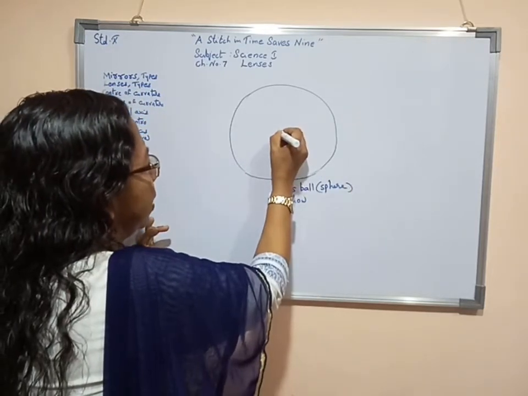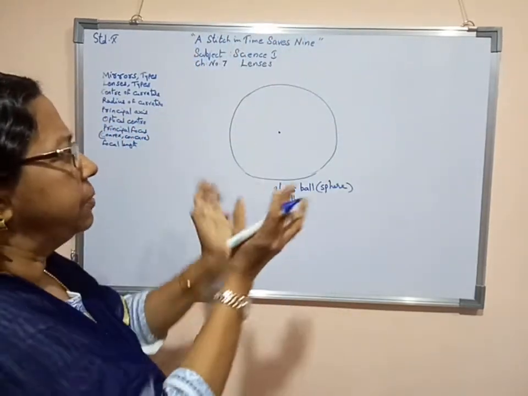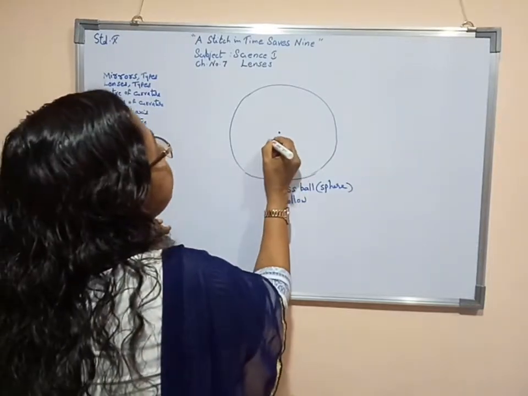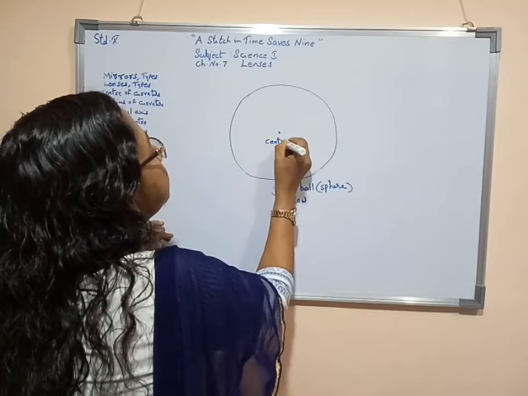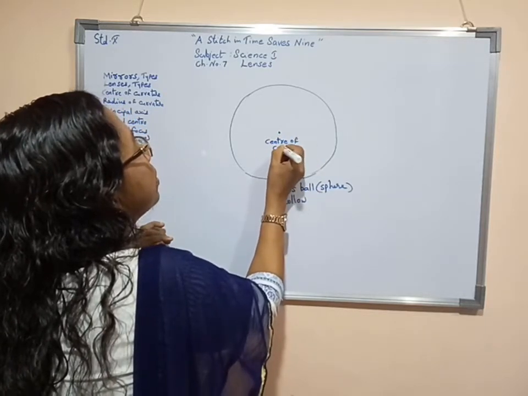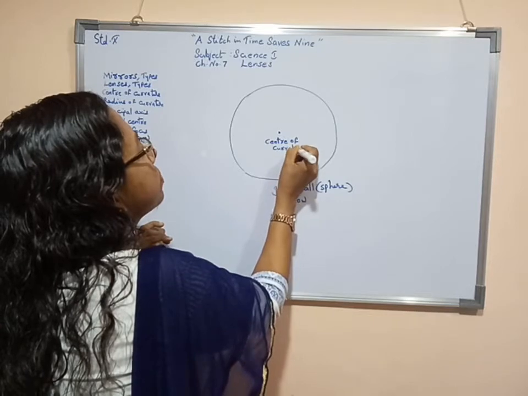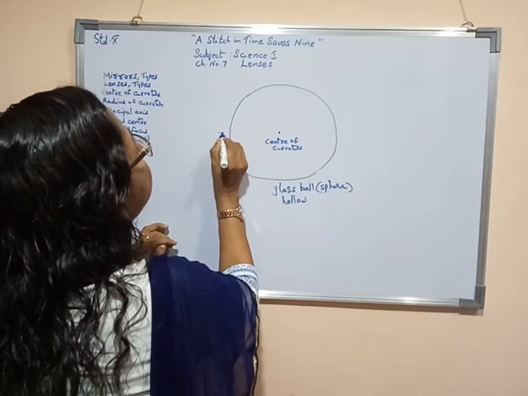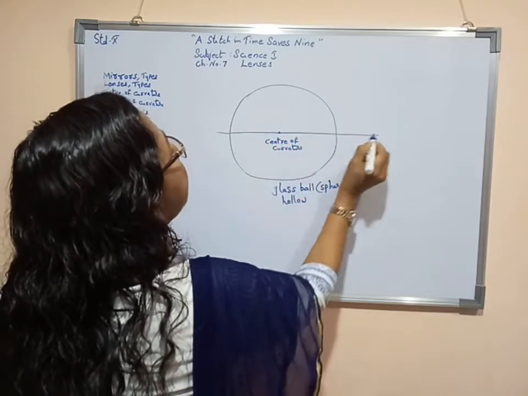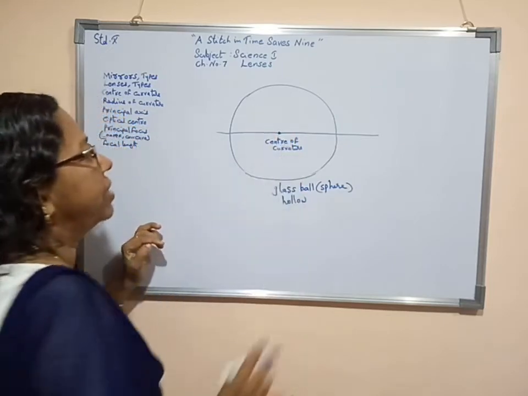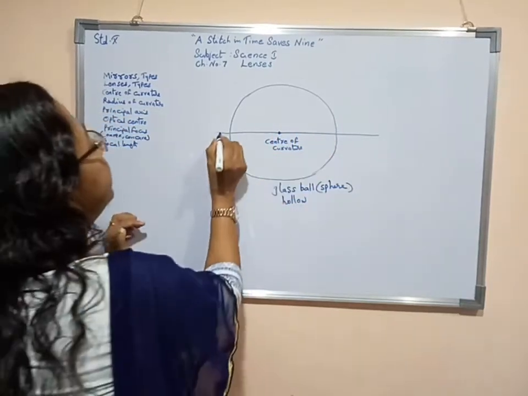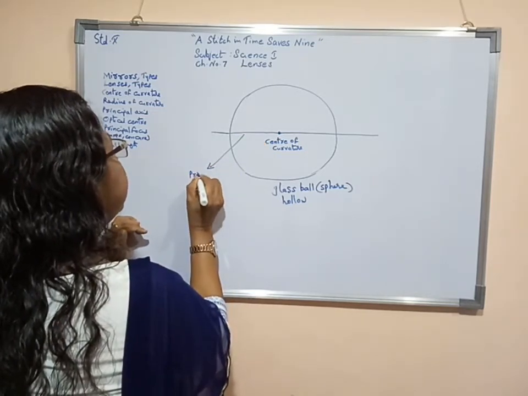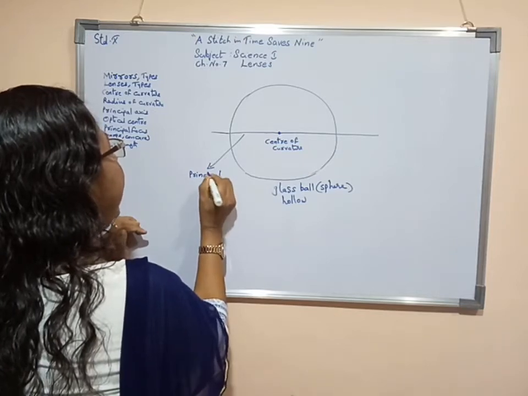Now this is the center of that sphere. A ball is there, and inside it the center will be there. That center is known as the center of curvature. Now if we draw a straight line passing through the center of curvature, this line is known as the principal axis.